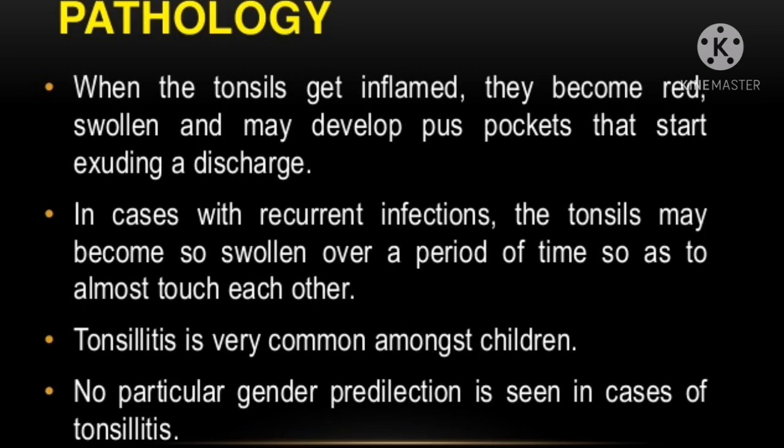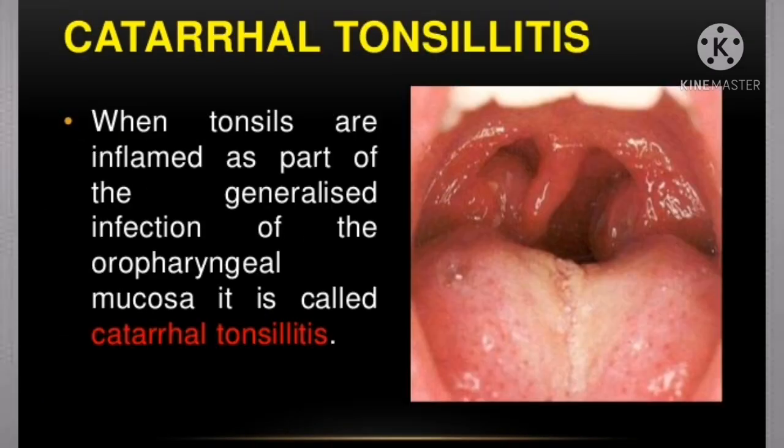In case of chronic and recurrent infections, the tonsils become swollen for a period of time and both tonsils may touch each other. Tonsillitis is classified into two types, acute tonsillitis and chronic tonsillitis.